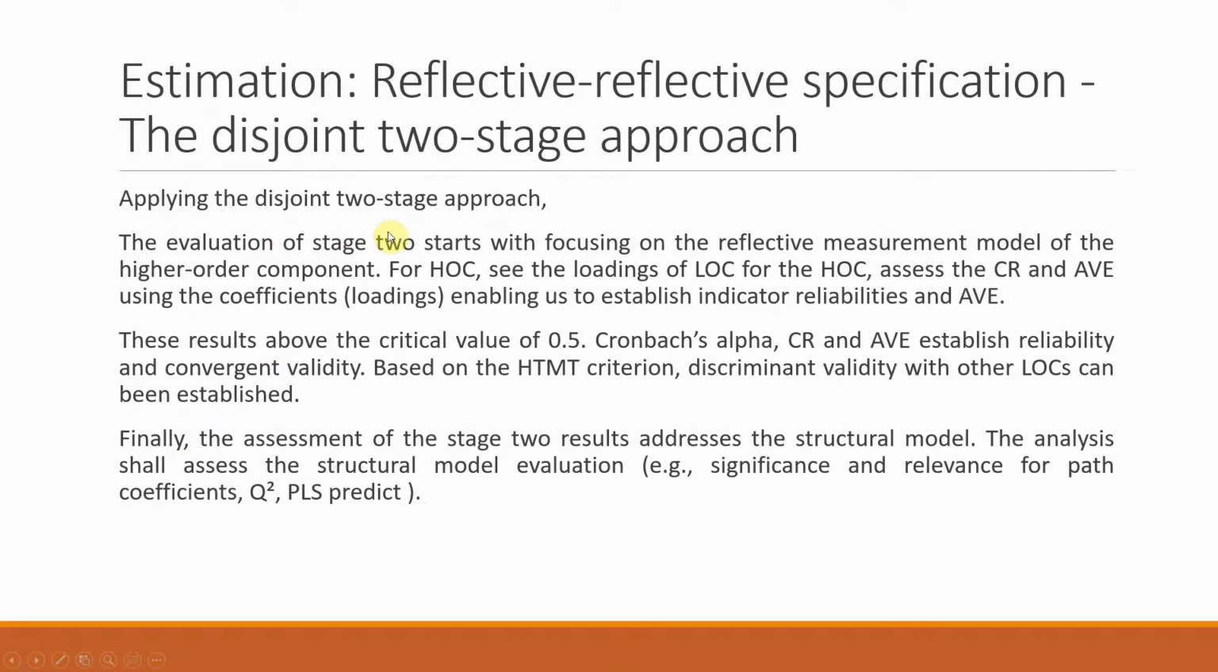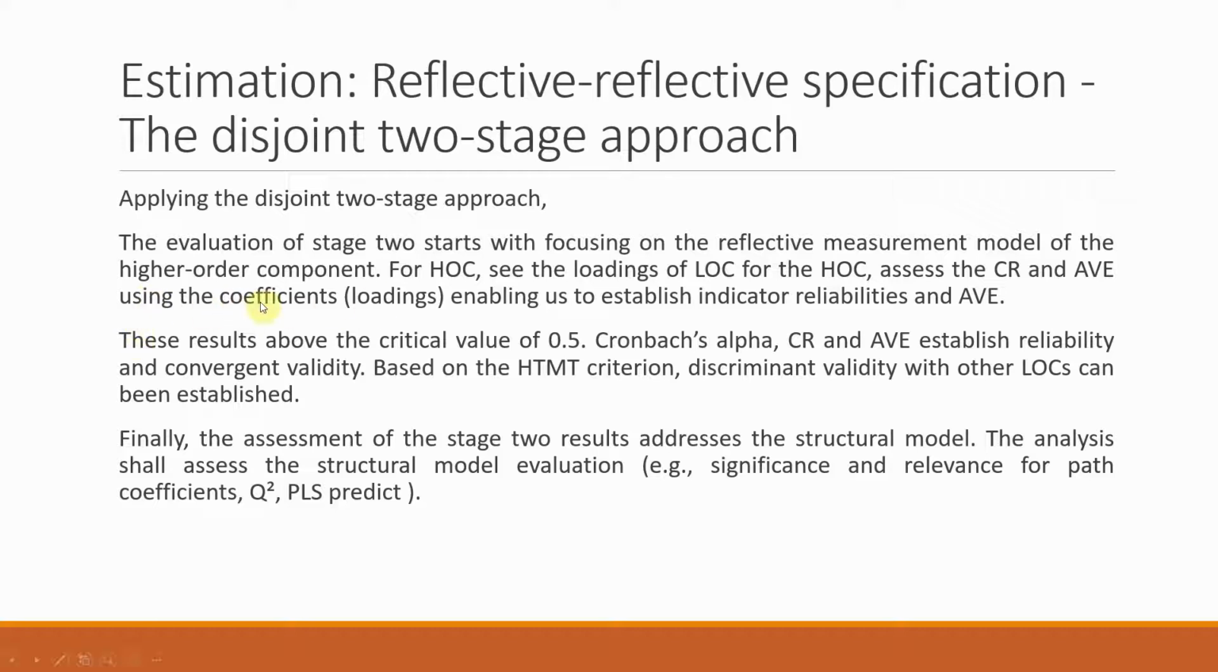So how is it applied? The evaluation of stage 2 actually starts with focusing on the reflective measurement model of the higher order component. So once you have done the lower order constructs and assessed their reliability and validity, the next step is to assess the higher order construct with other lower order constructs in your study and see their composite reliability and average variance extracted if there are other lower order constructs in the study.